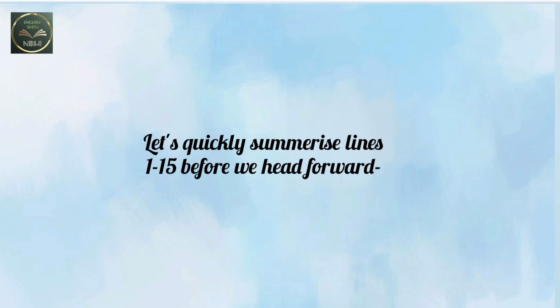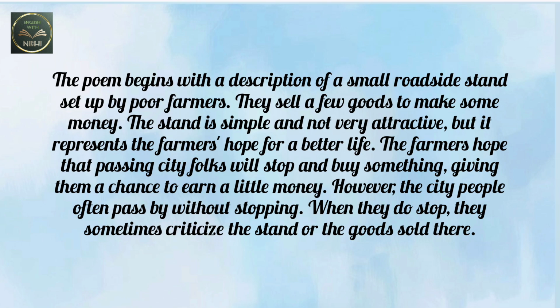Let's quickly summarize lines 1 to 15 before we head forward. The poem begins with a description of a small roadside stand set up by the poor farmers. They sell a few goods to make some money. The stand is simple and not very attractive, but it represents farmers' hope for a better life. The farmers hope that the passing city folks will stop and buy something, giving them a chance to earn a little money. However, the city people often pass by without stopping, and when they do stop, they sometimes criticize the stand or the goods sold there.